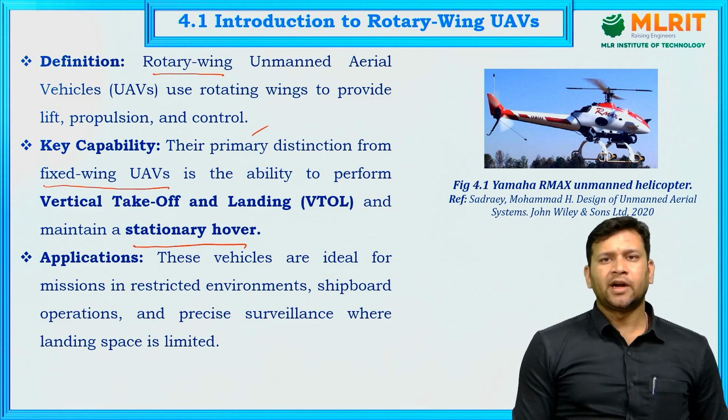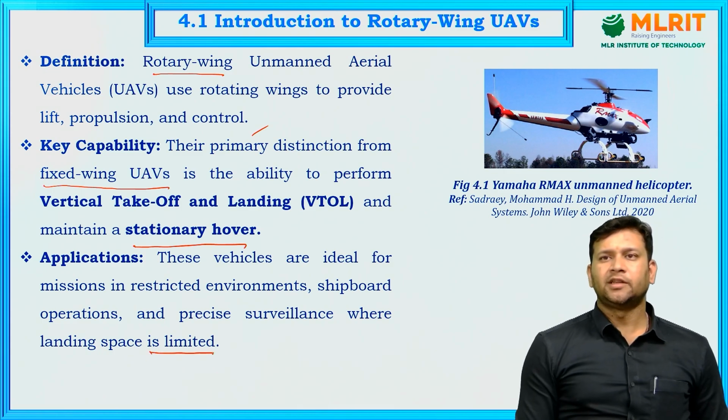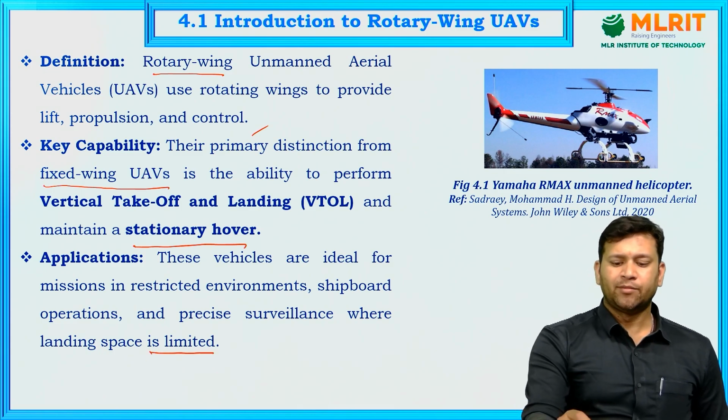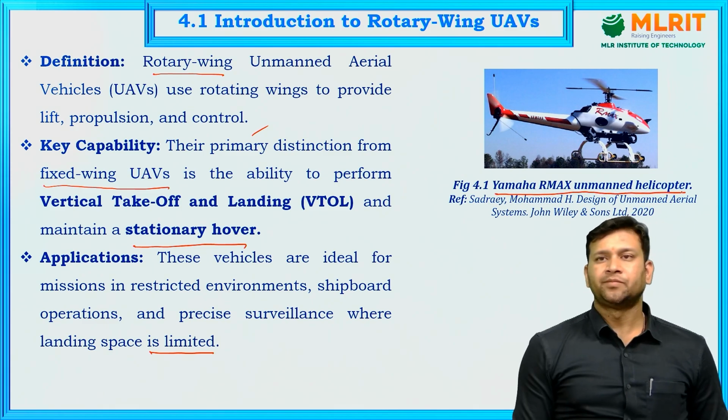These vehicles are ideal for missions in restricted environments, shipboard operations, and precise surveillance where landing space is very limited. This is an example of a rotary-wing unmanned aerial vehicle, the Yamaha RMAX unmanned helicopter.